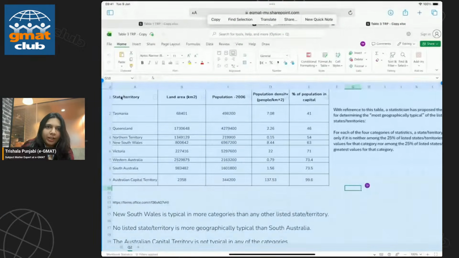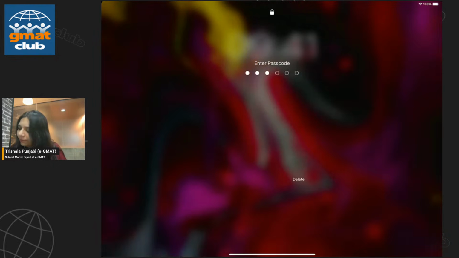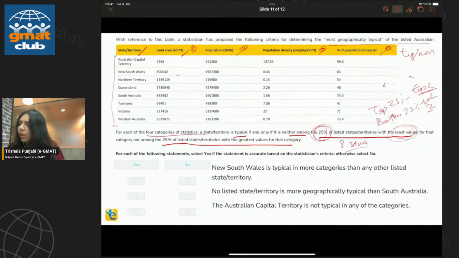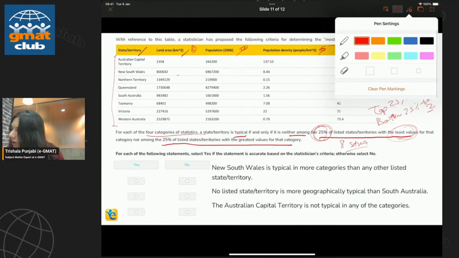Now let me just share my iPad screen. Give me a second. I don't know why my iPad is glitching today. Okay. All right. Now, let's get back here. What is happening? So here, let's just clear the markings.